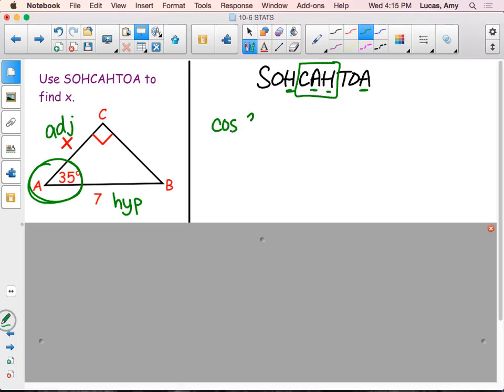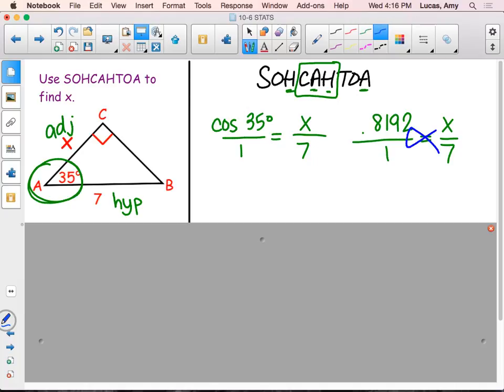So cosine 35 degrees, put a 1 under it, equals adjacent, which is x, over the hypotenuse, which is 7. Cosine 35 degrees in my calculator, 0.81915, so 0.8192. And then I solve this, cross multiply and divide. So 7 times 0.8192 divided by 1 is approximately 5.7.